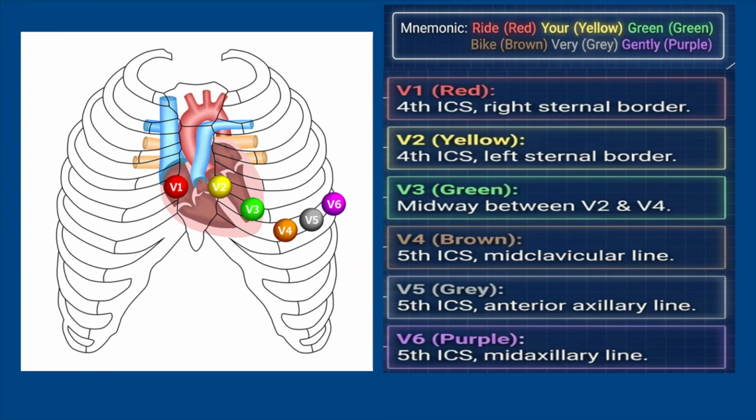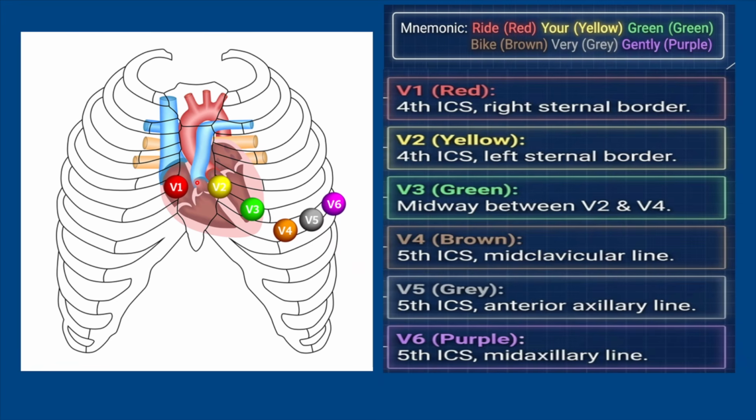So if we look at the chest leads, which as we know are V1 to V6, anatomically V1 is in the fourth intercostal space, right sternal border, and V2 is in the left sternal border, fourth intercostal space as well, the same space. V4, 5, and 6 are all in the fifth intercostal space. V4 is at the apex, fifth intercostal space, mid-clavicular line, V5 anterior axillary line, and V6 mid-axillary line. And V3 is between V2 and V4.